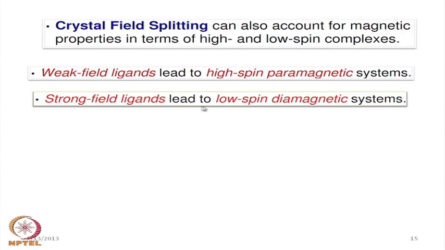Strong field ligands, in contrast to weak field ligands, lead to low spin diamagnetic systems. If the field is such that we can pair up all the available electron spins, we get a low spin compound, and when S is equal to 0, when all the free spins are paired up, we get a diamagnetic system. If we cannot force all the spins into different orbitals, it cannot be diamagnetic, but it can be paramagnetic with a low spin value.